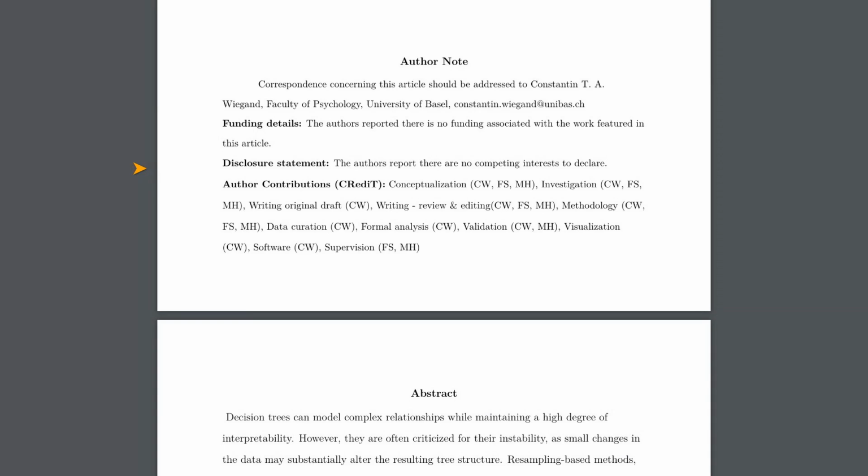But here is the catch. Even a tiny change in the information we give to the tree can sometimes make it spit out a totally different answer. This is what scientists call instability. And it's a big problem when we want to trust our predictions. So, how do researchers figure out if a decision tree is stable or not?